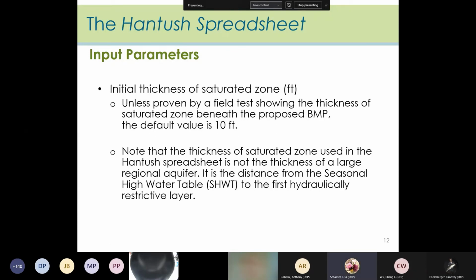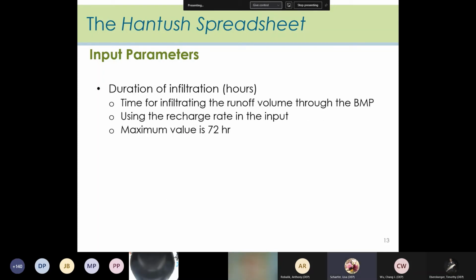So the initial thickness of saturated zone is another input parameter, and we use a default value of 10 feet. And it's not the thickness of a large regional aquifer. It's the distance from the seasonal high water table to the first hydraulically restrictive layer. So the last one, or near the last one, is duration of infiltration, and it's the time, obviously, of infiltrating our runoff volume through the BMP. We're going to use the recharge rate as the input, and our maximum value is 72 hours.